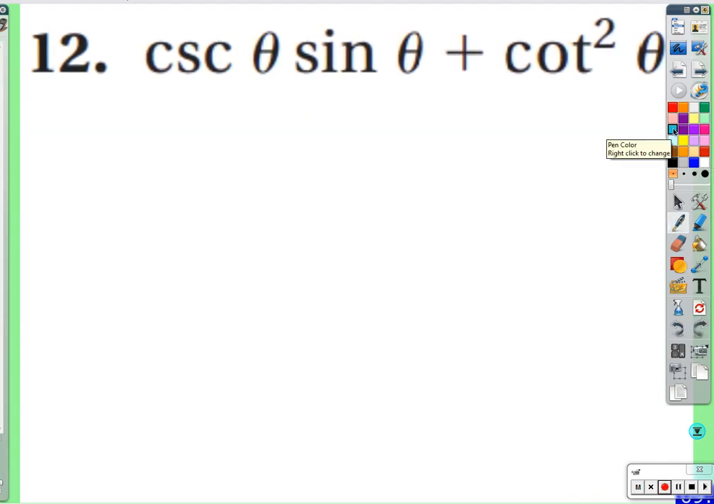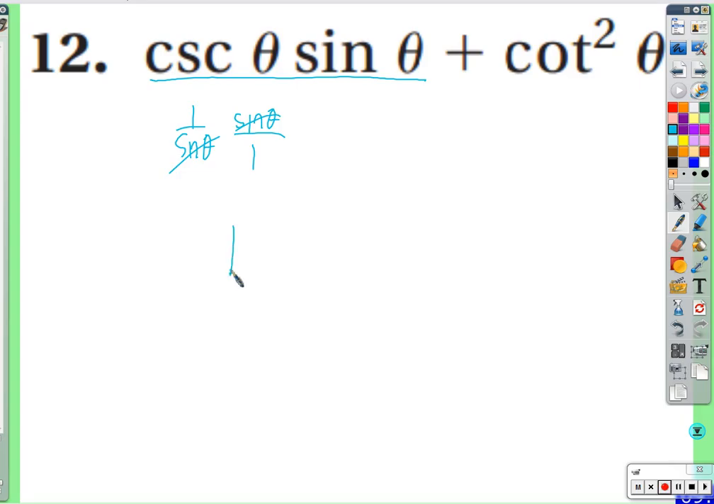12? Okay. Cosecant times the sine plus the cotangent squared. I like to go to where we have two things multiplied together, because if they're multiplied together, then maybe we can get one thing out of these two. Maybe if we rewrite it as sine and cosine: 1 over sine, times sine over 1, which would be 1. So it does cancel. We got 1.